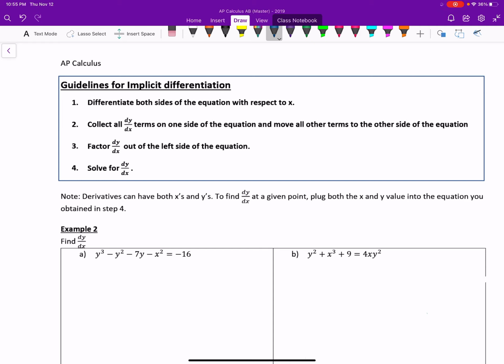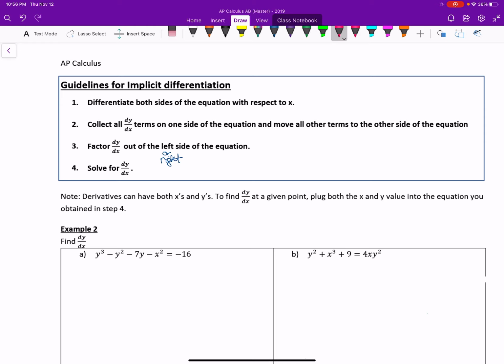And then finally, you factor dy dx out of the left side or the right side of the equation, whichever side it ends up on. The key is that you factor it out. And then we solve for dy dx. So let's try a problem.